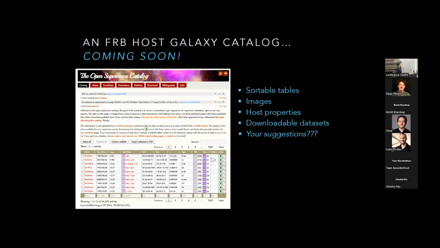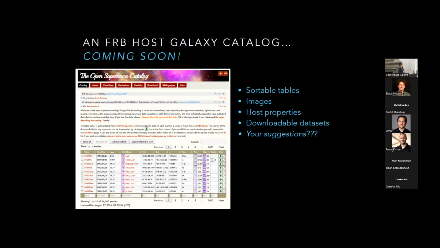And then the last thing I want to mention is that we are working on a host galaxy catalog for FRBs for the wider FRB community. For those who are familiar with the Open Supernova Catalog, we envision it as being fairly similar to that. So this will be a repository where you can easily sort or search through tables, look at images of the host galaxies, download data sets, and so on. And we certainly welcome any suggestions from the community. We really want this to be a tool that best benefits everyone. So please do let us know.